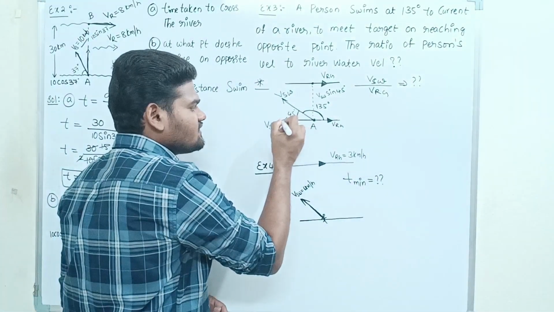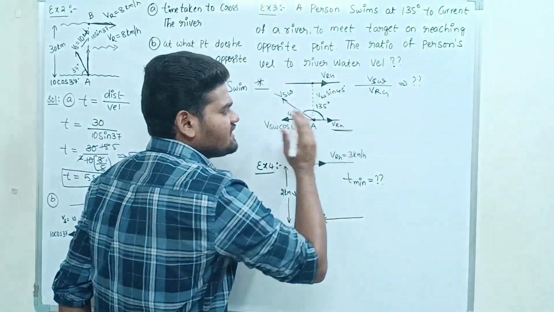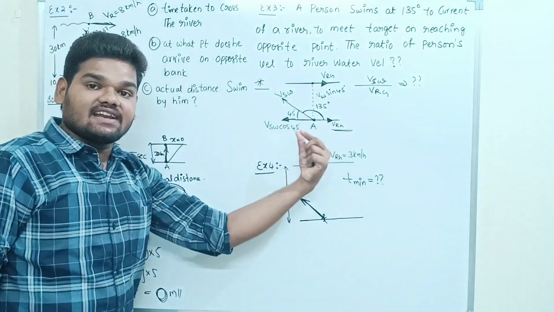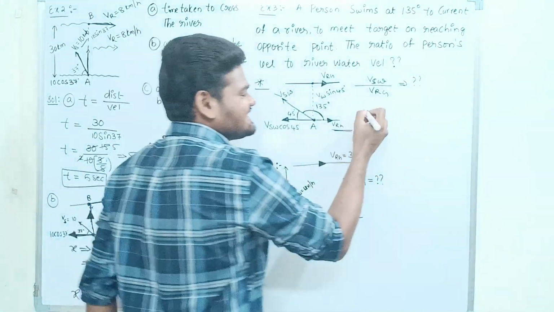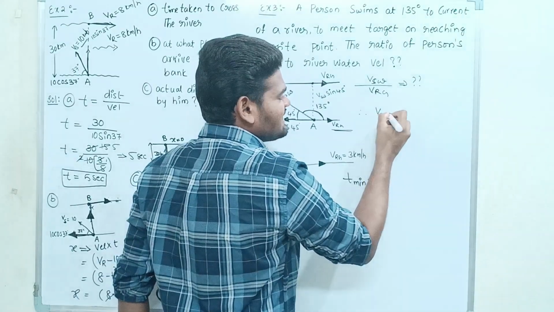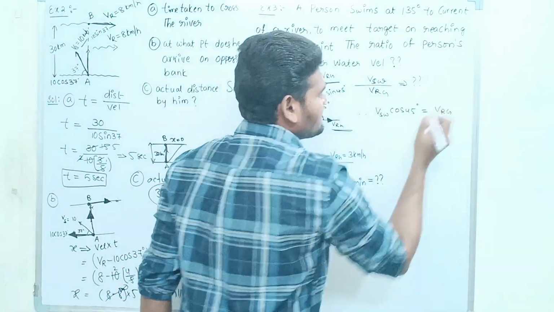VSW cos theta, the velocity of the swimmer with respect to water, is in this direction, and the velocity of the river with respect to ground is in this direction. So these two are equal but opposite in direction. Therefore VSW cos 45 degrees is equal to the velocity of the river with respect to ground.